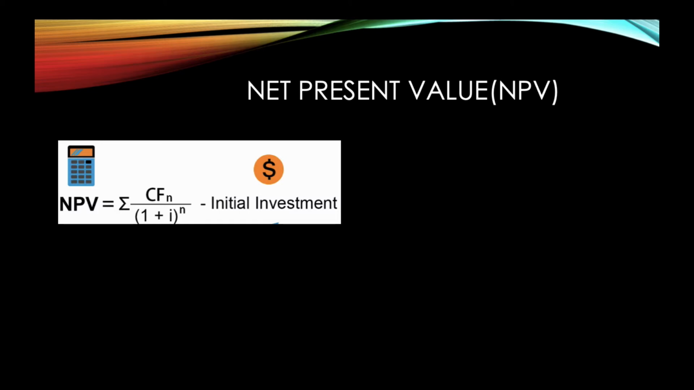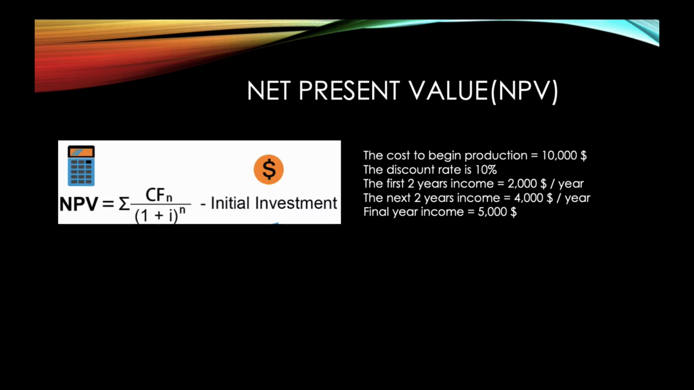NPV is the sum of the net income of the year divided by 1 plus the interest rate powered the year. And finally, we subtract the initial investment. Now, as we see, that's the cost to begin the production. It's $10,000. The discount rate is 10%.